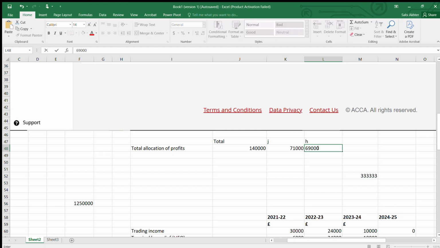So now they are asking you the profit for tax year 23-24. Remember, the minute they ask you tax year, first you have to draw the table. Okay, this is for year ended 31st December 2024. Now you have to find for 2025.